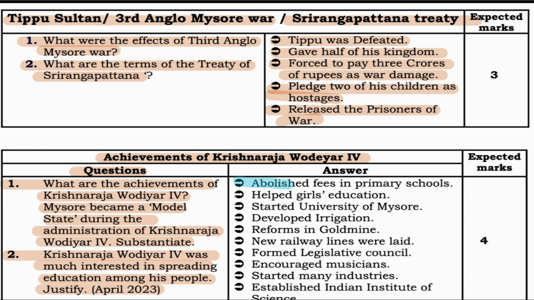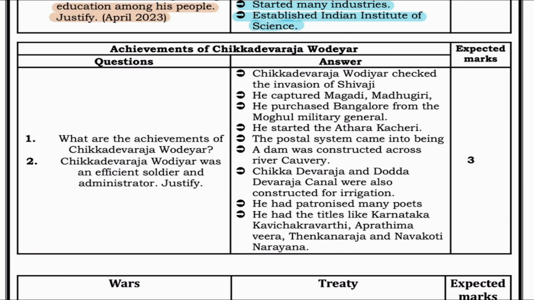Abolished fees in primary schools, helped girls' education, started the University of Mysore, developed irrigation, reforms in gold mines, railway lines were laid, formed the legislative council, encouraged musicians, started many industries, established the Indian Institute of Science. For 4 marks.